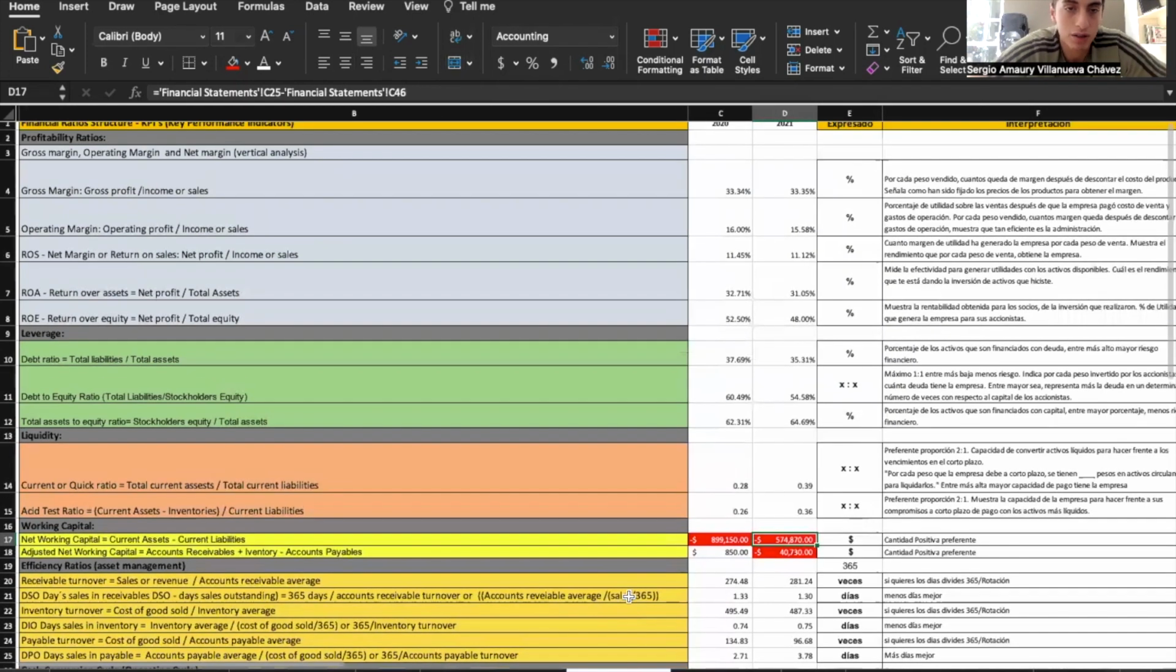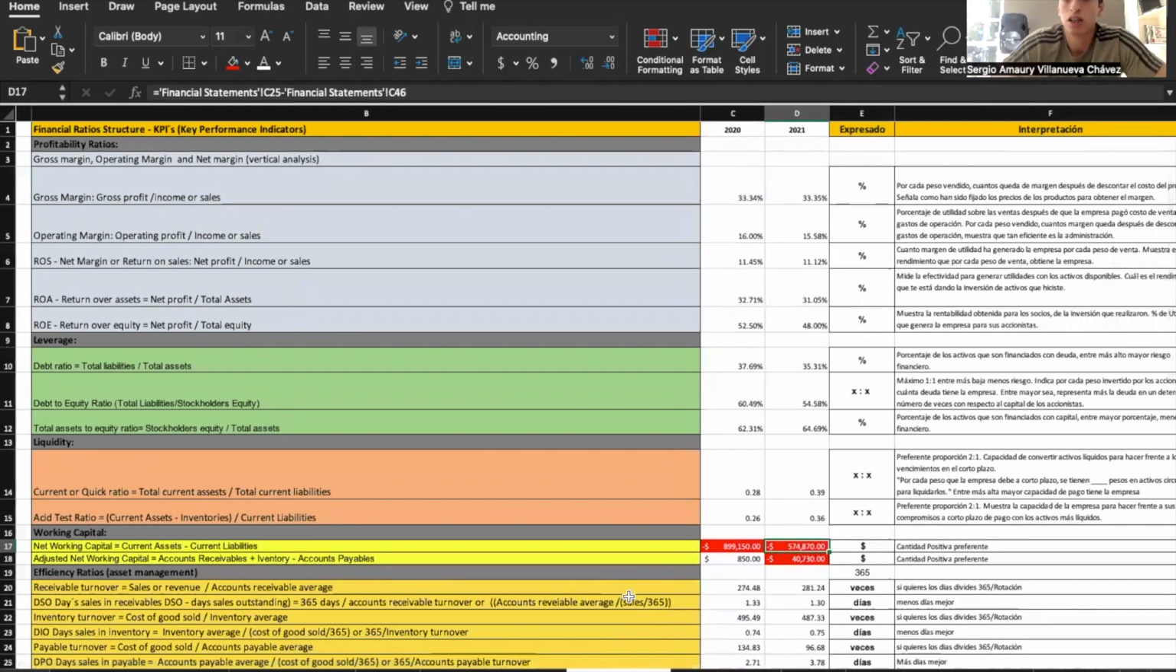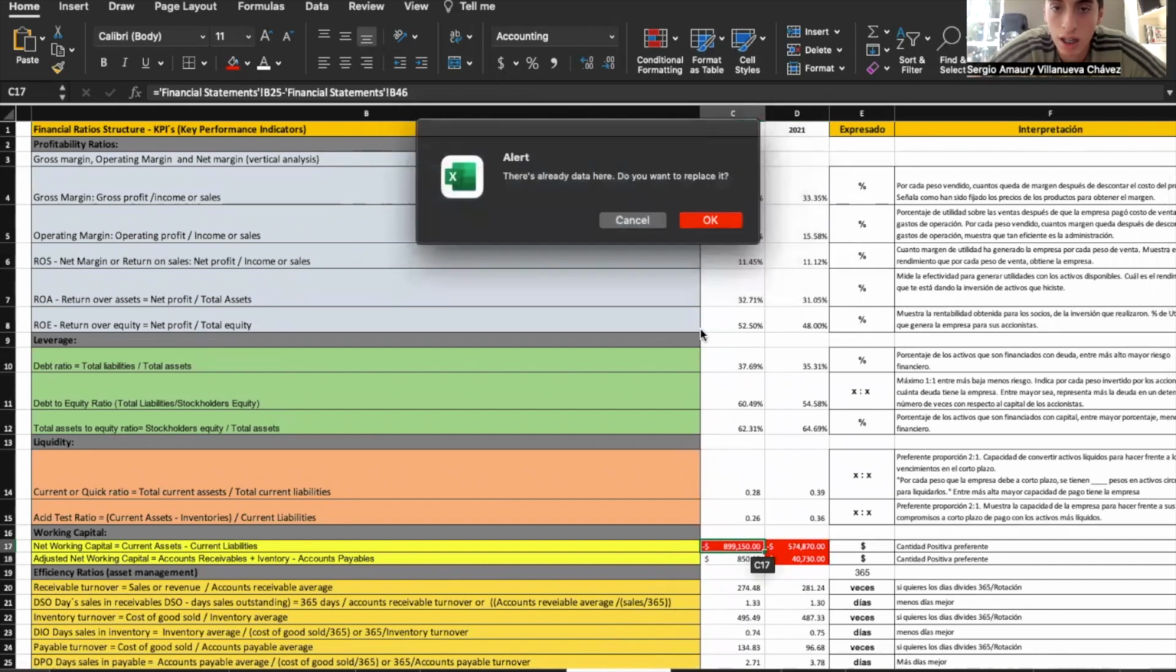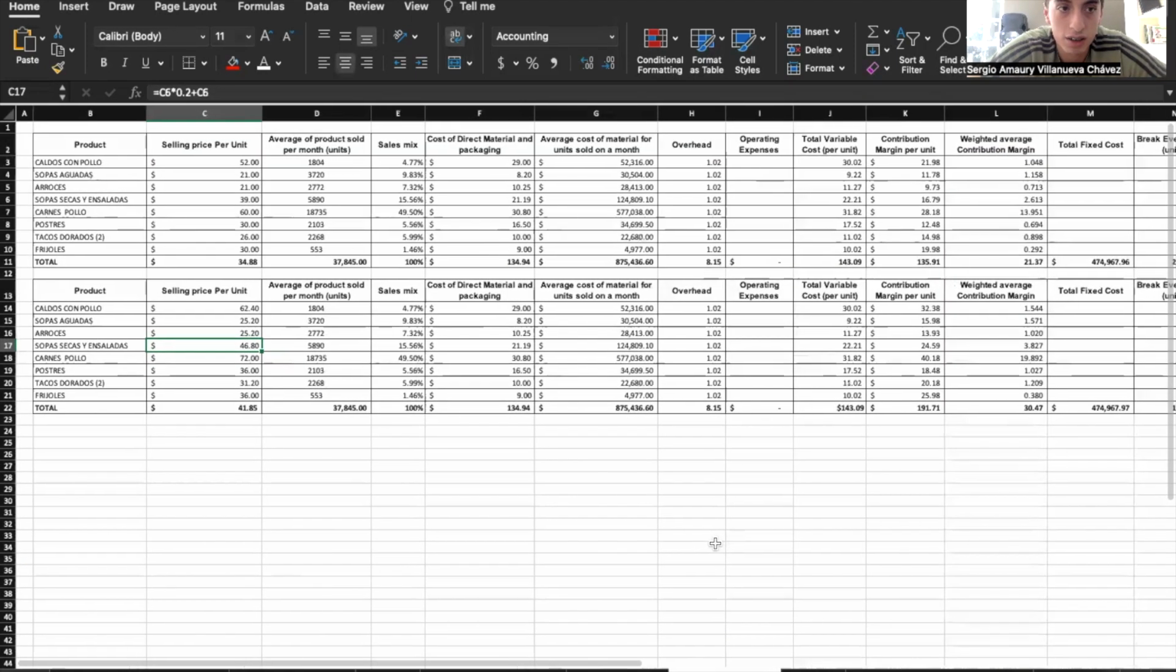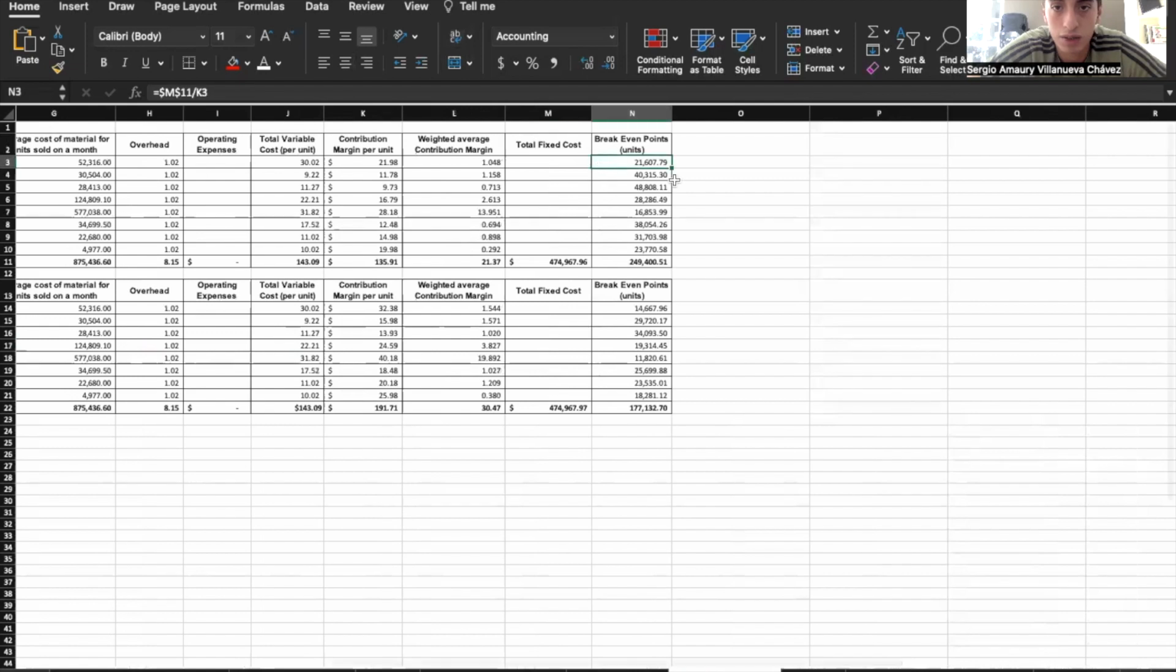And then we also made use of the financial ratios, which can be helpful for us to compare the company to other small businesses and see how well the company is actually doing. And here I needed to remark that the net working capital and the adjusted working capital are negative, which is something negative for the company as well, because it shows us that the current liabilities exceed the current assets.